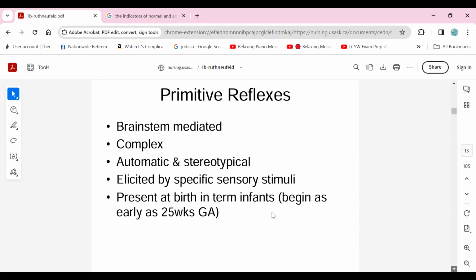Primitive reflexes are brainstem mediated, complex, automatic, stereotypical, elicited by specific sensory stimuli, present at birth in term infants, and begin as early as 25 weeks in gestation.